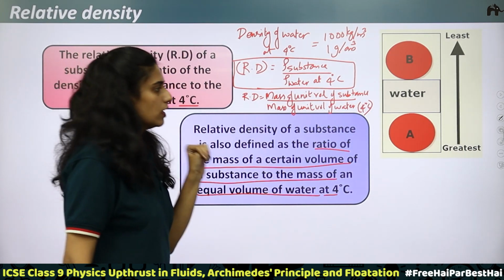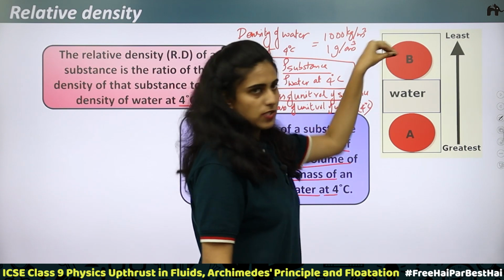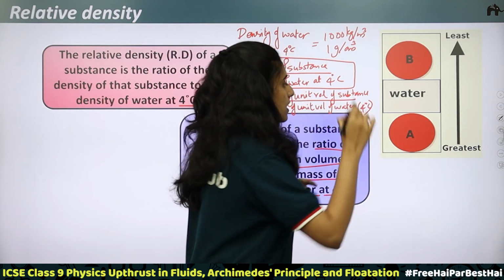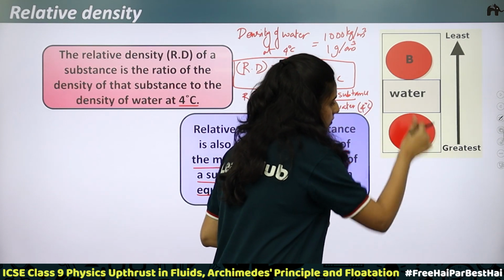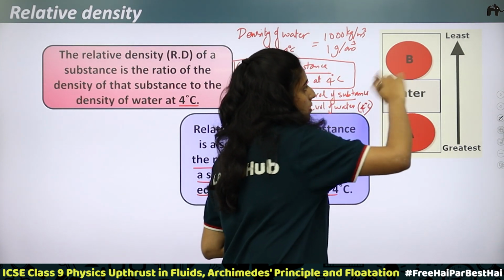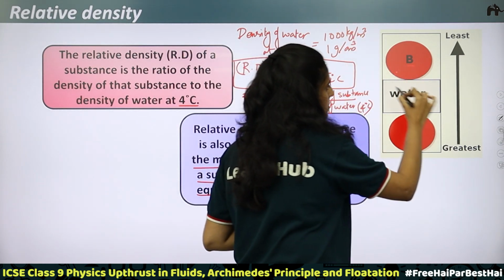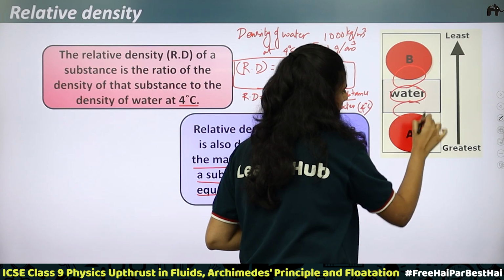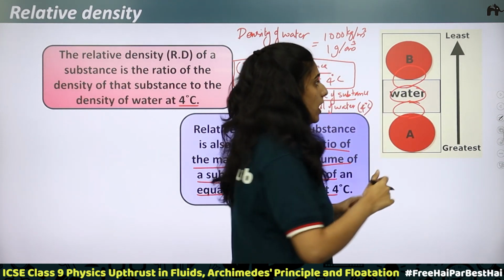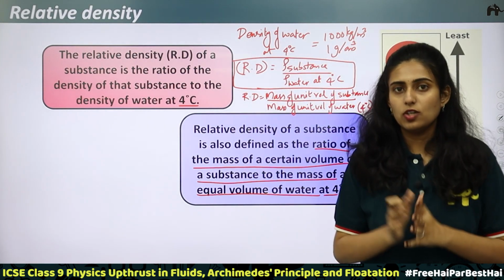Clear? So, when you take water in a tumbler and put different objects, you will be able to see that when you compare the relative densities, the relative density of A, which is at the bottom, will be the highest and B, which is at the top, will be the lowest. Any objects in between will have relative density less than that of A and greater than that of B. So, understood what is relative density?